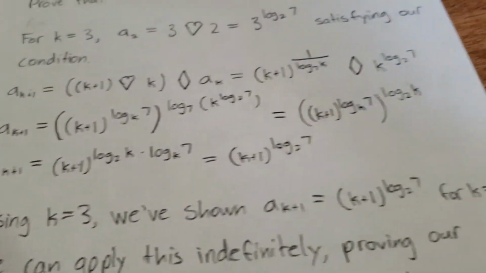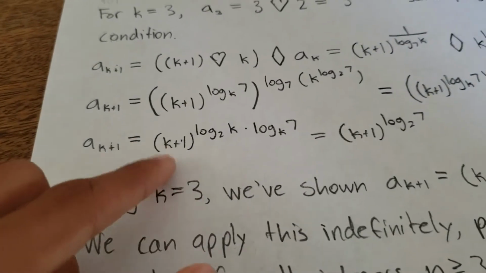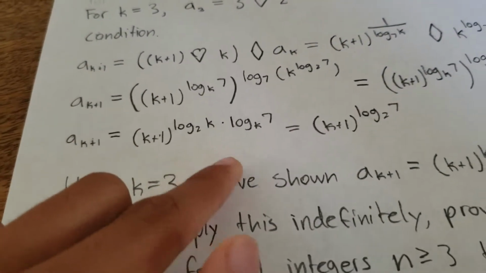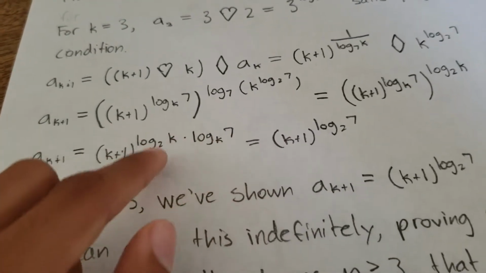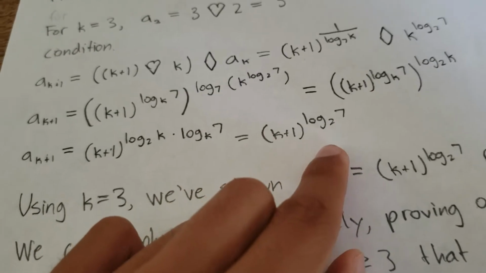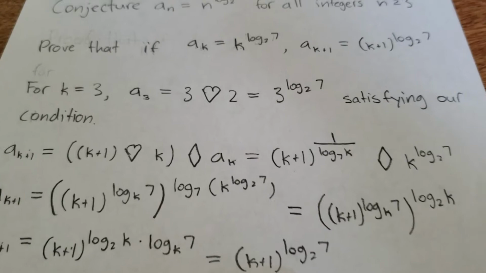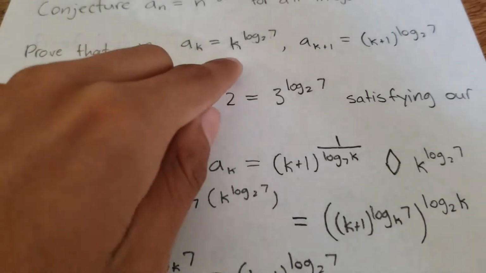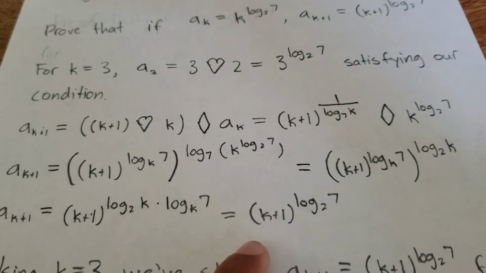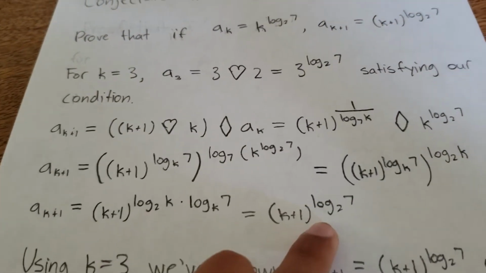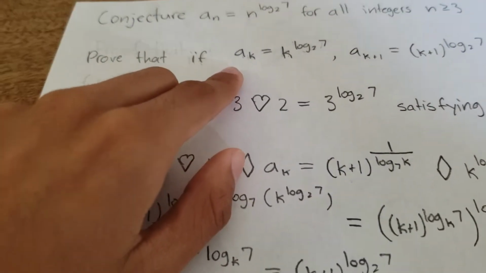And then we can use an exponent rule to multiply these two powers to find that a sub k plus 1 is just k plus 1 to the log base 2 of k times log base k of 7. And again, chain rule of logarithms, which is just k plus 1 to the log base 2 of 7. And voila, we've finally proved it, that if we assume a sub k is just k to the log base 2 of 7, then a sub k plus 1 is just k plus 1 to the log base 2 of 7. Perfect. And because this holds for k is equal to 3, then we've proved it for k is equal to 4.